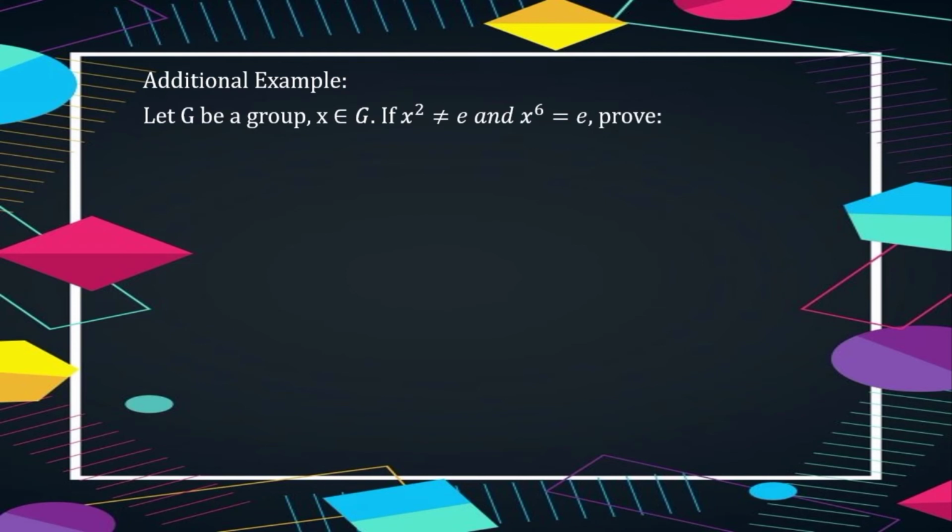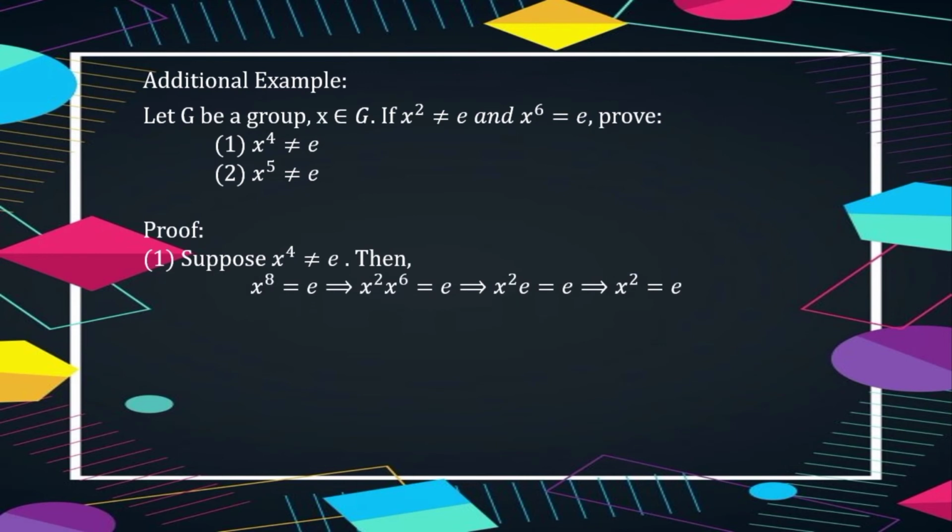Additional example. Let G be a group where X is an element of G. If X squared is not equal to E and X raised to 6 is equal to E, prove that X raised to 4 is not equal to E and X raised to 5 is not equal to E. Proof. Suppose X raised to 4 is equal to E, then X raised to 8 is equal to E. That implies X squared times X raised to 6 is equal to E, and implies X squared times E is E, and implies X squared is equal to E. It is a contradiction, so X raised to 4 is not equal to E.